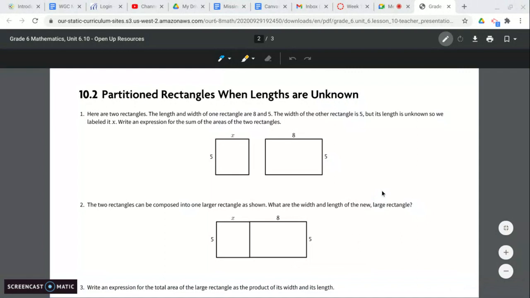All right, so what we're looking at here is dealing with unknown lengths. Here are two rectangles. The length and width of one rectangle are 8 and 5. The width of the other rectangle is 5, but the length is unknown, so we labeled it x. Write an expression for the sum of the areas of the two rectangles.